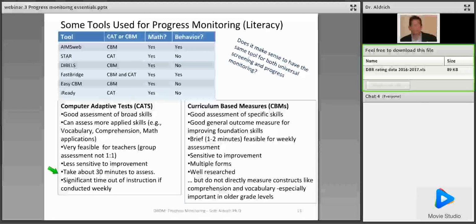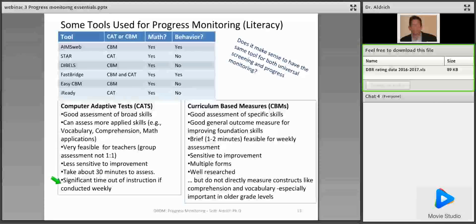The other limitation of computer adaptive tests for progress monitoring is that, unfortunately, I've seen this advertised even on the national RTI site, where certain computer adaptive tests are said to take 10 minutes. The reality, I believe, is that they're taking more like 20 to 30 minutes per week, and that's time out of instruction. So I have some real concerns about a 30-minute progress monitoring that's occurring on a weekly basis, and I know I'm not alone in that concern.